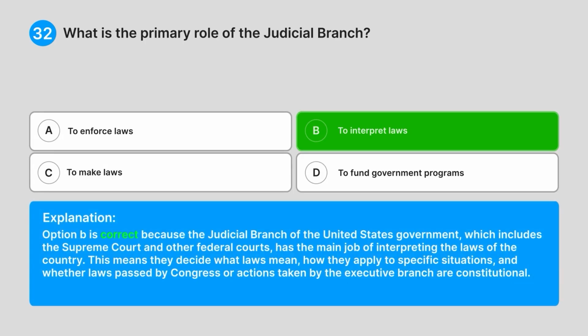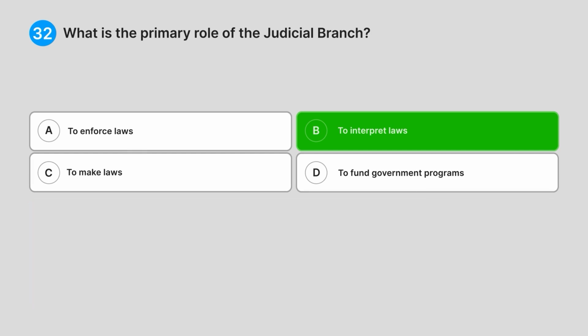Explanation: Option B is correct because the judicial branch of the United States government, which includes the Supreme Court and other federal courts, has the main job of interpreting the laws of the country. This means they decide what laws mean, how they apply to specific situations, and whether laws passed by Congress or actions taken by the executive branch are constitutional.